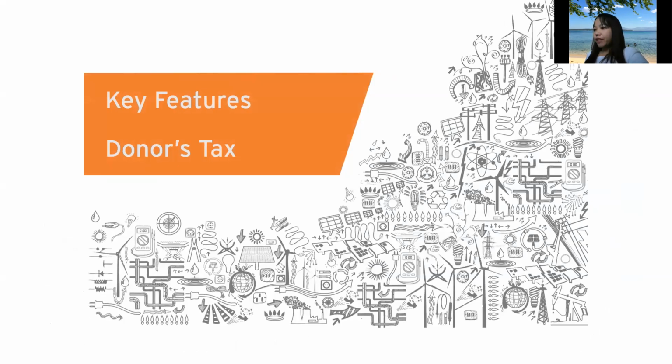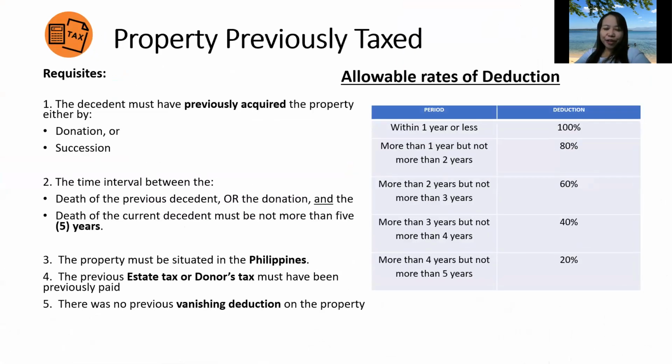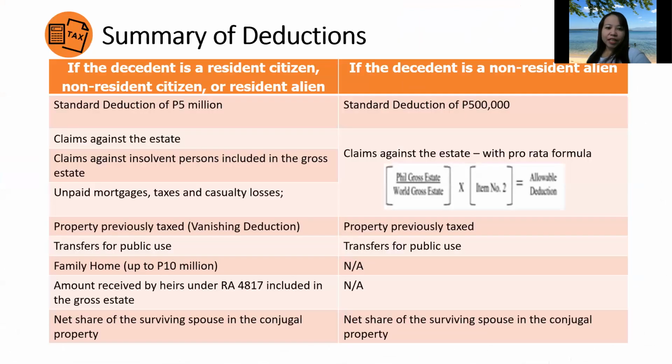Now, I think that's all for estate tax. No, sorry, I forgot. We still have this one. We still have transfers for public use. The requisites for transfers for public use include that the disposition is in the last will and testament of the decedent. So it is included in the will.